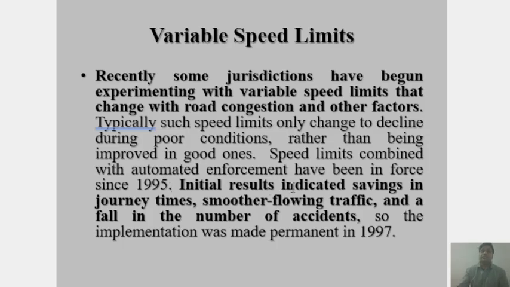The initial results indicated savings in journey time, smoother flowing traffic, and a fall in accidents, such that it was made permanent in 1997. Based on the type of road, a different speed is designated. If you are able to move at high speed, you should maintain the high speed; this is the variable speed.